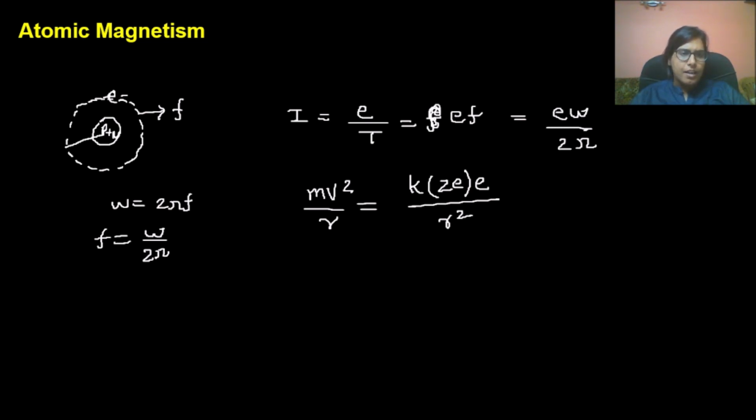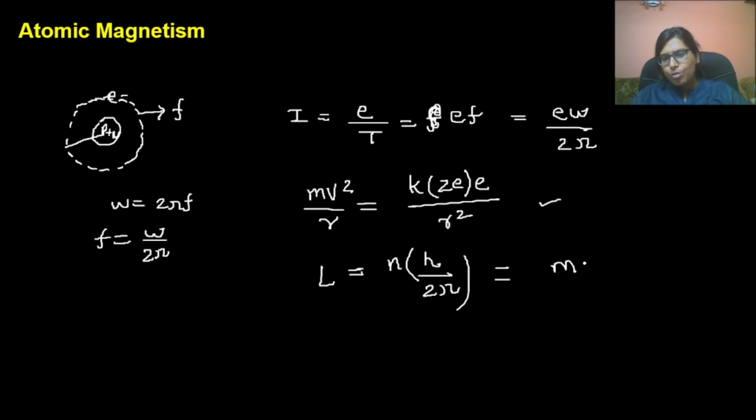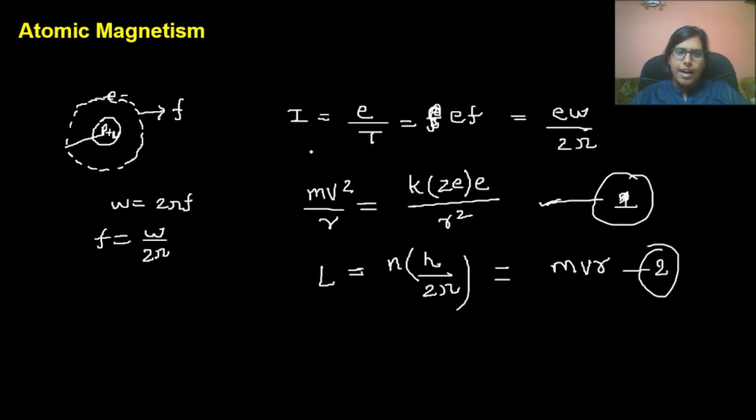So for this electron, if we are calculating, one equation we have this, and another equation is angular momentum. Angular momentum we have as n multiple of h upon 2 pi, and magnitude of m into v into r. So we have these two equations, and the I we have here.